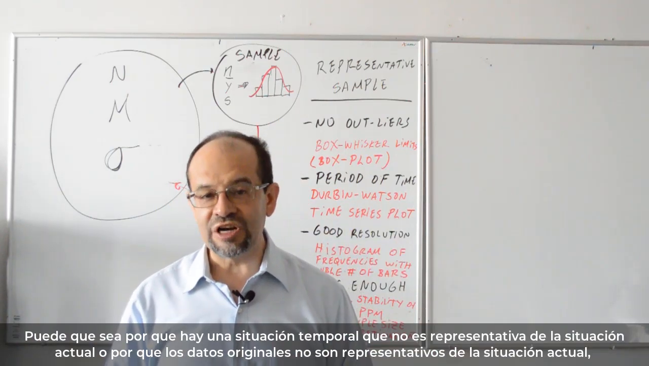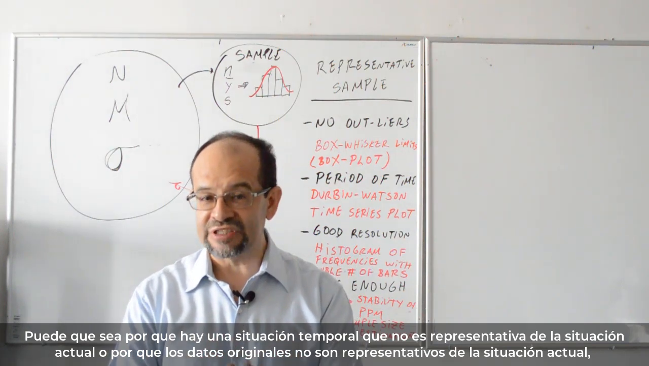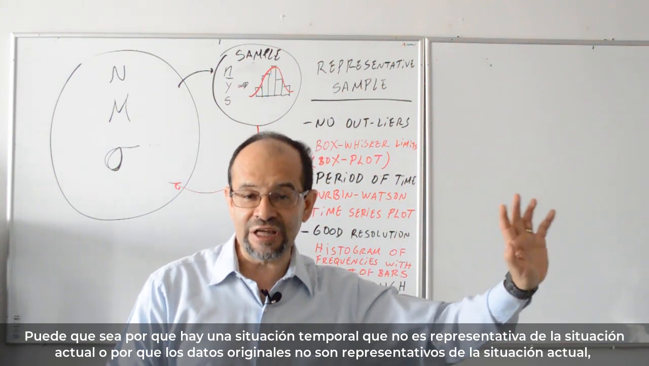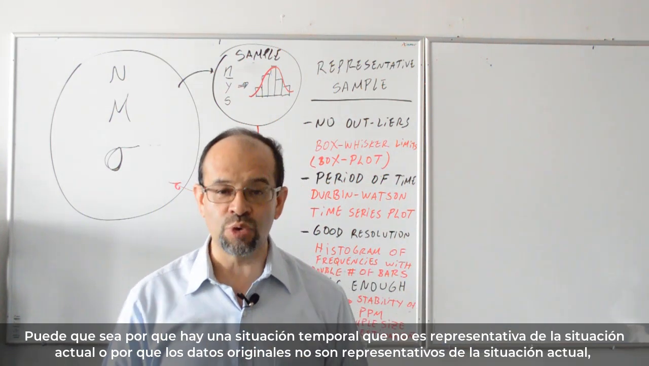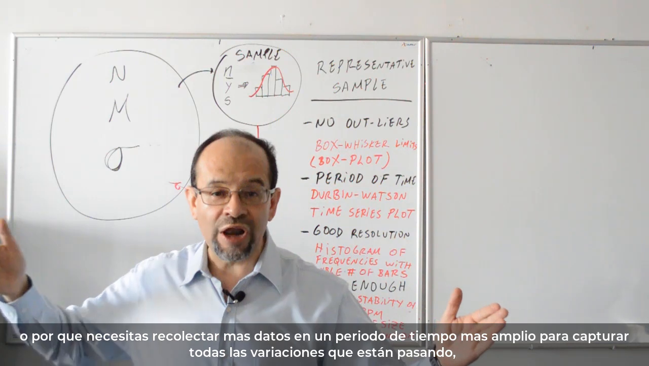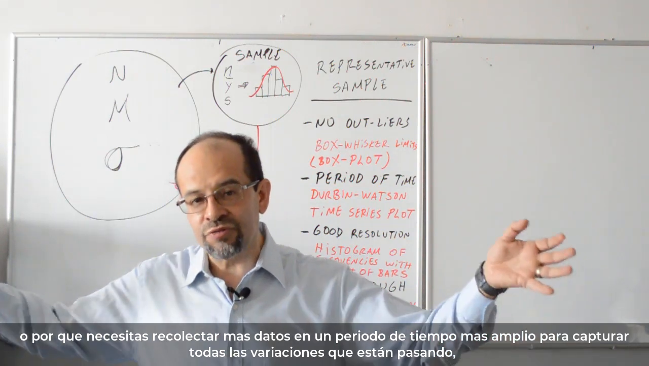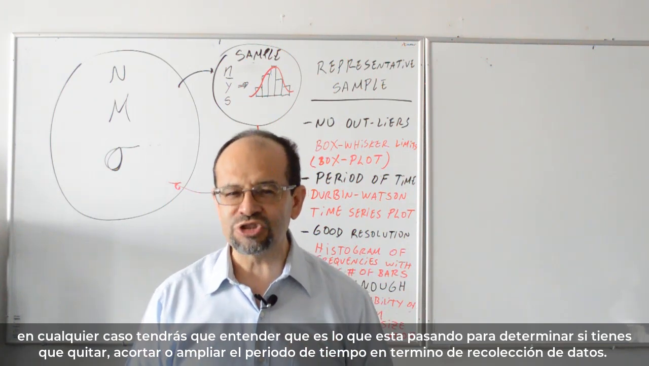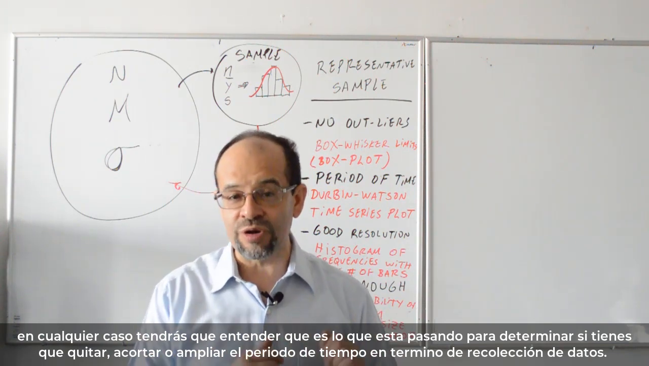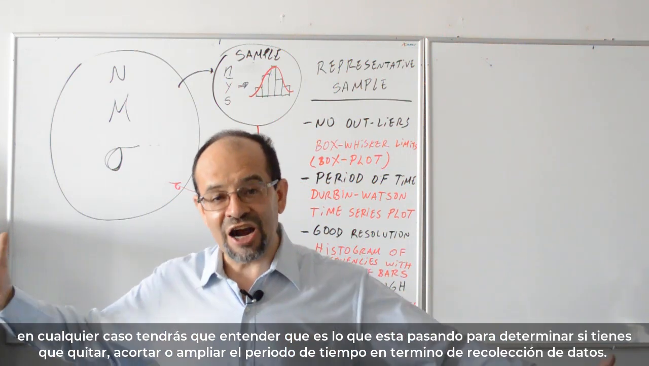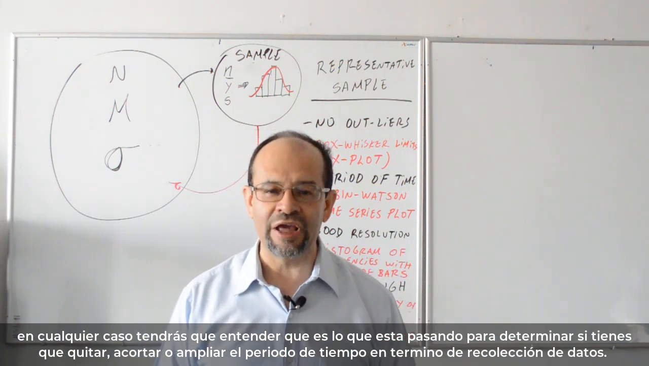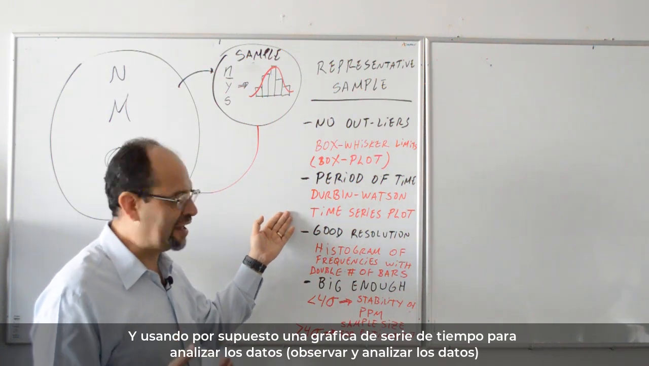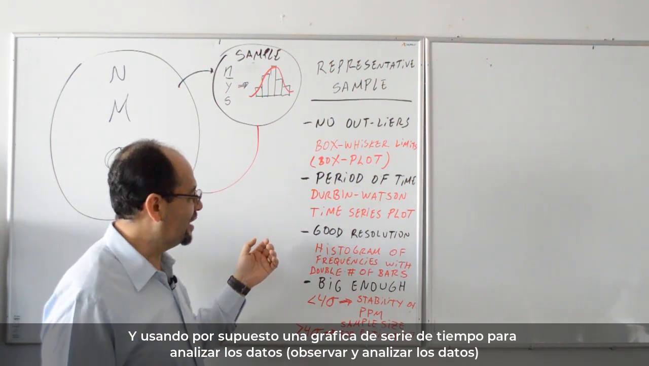It can be because there is a temporary situation that is not representative of the current situation, or because the original data, the first data that you had, is not representative of the current situation, or because you need to collect more data over a longer period of time to catch all the variations that are happening. In any case, you have to understand what's going on and determine if you have to remove, shorten, or enlarge the period of time for collecting data, using, of course, a time series plot to observe and analyze the data.